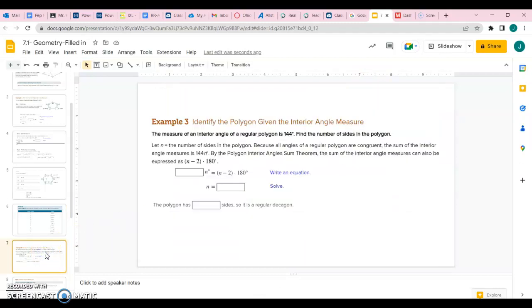All right, example 3: identify the polygon given the interior angle measure. The measure of an interior angle of a regular polygon is 144 degrees. Find the number of sides in the polygon. So let n equal the number of sides the polygon has. Because all angles of a regular polygon are congruent, the sum of the interior angle measures is 144 times n degrees. By the Polygon Interior Angle Sum Theorem, the sum of the interior angle measures can also be expressed as n minus 2 times 180.